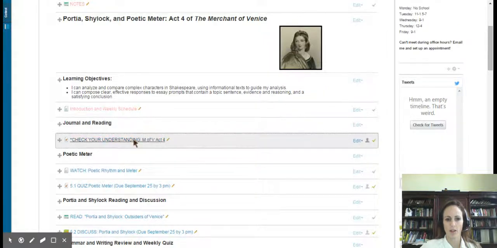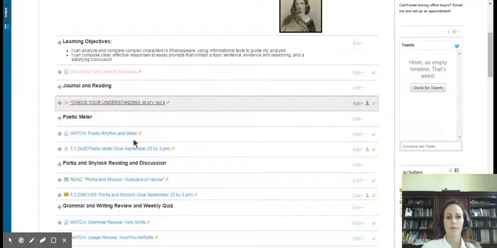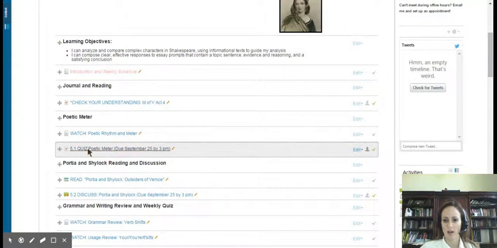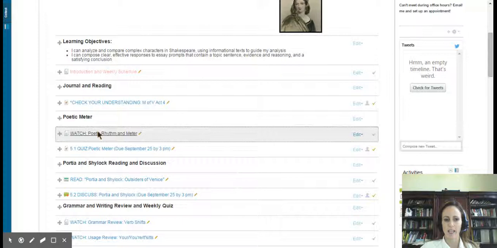And then we're going to talk a little bit about poetic meter because Shakespeare's language is very poetic. Even though it isn't a poem, the language is poetic. And it's very important to discuss things like iambic pentameter and the different meters that are going on as you read. So watch this instruction and then there'll be a short quiz on poetic meter. So make sure you're taking notes while you watch this video.